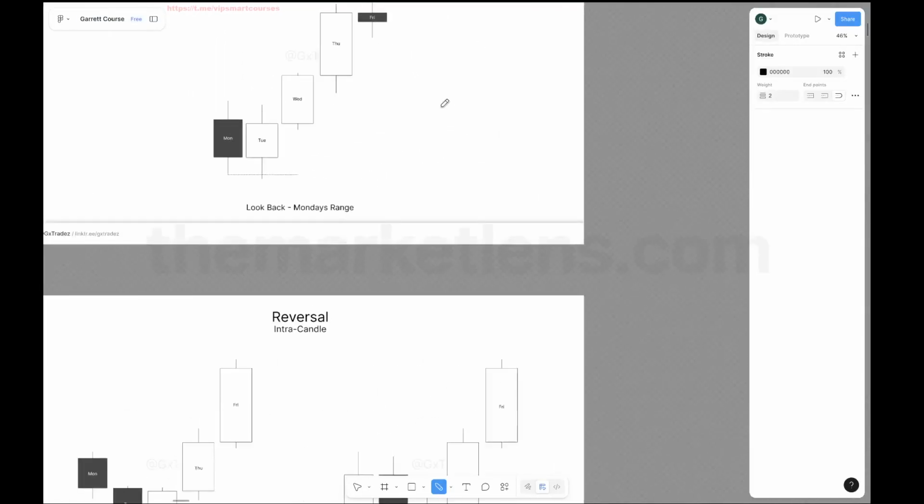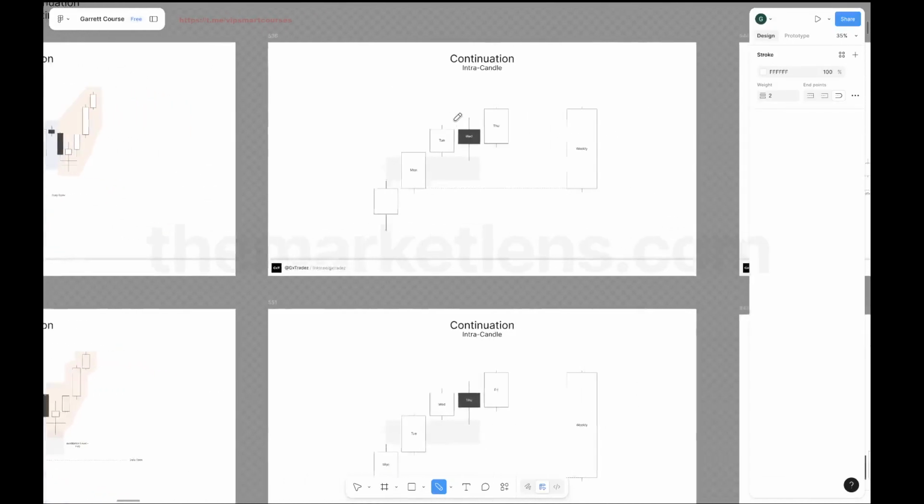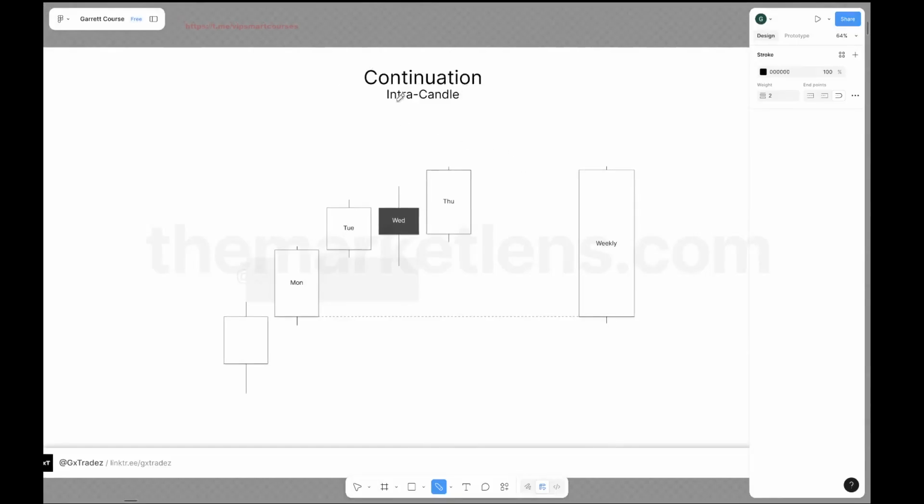So what I mean by that is intra candle. So this is in continuation. Intra candle, we expand away from the opening price, which then creates a key level above the opening price to be used as a continuation level. So it's basically like you have the current week's low here, and you have a key level above the weekly open. So this is kind of like protecting the current week's low because we have a key level above it.